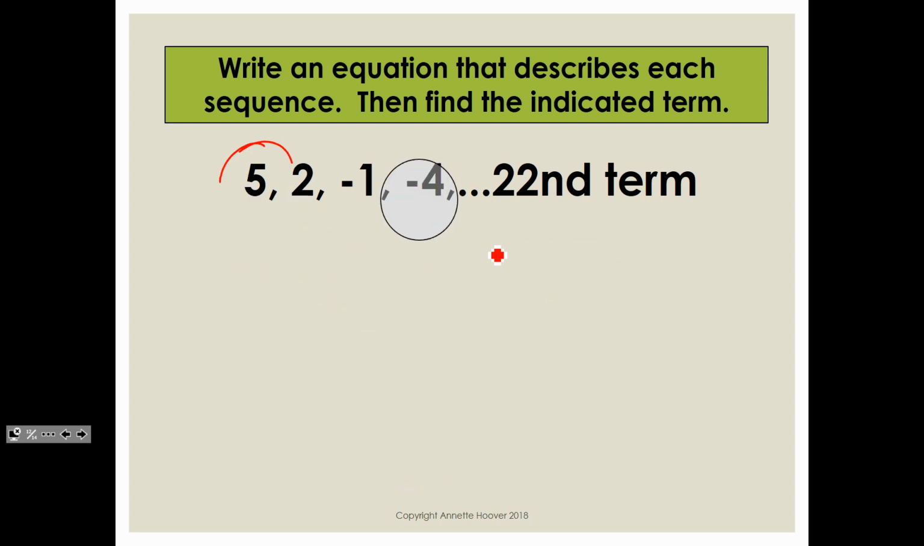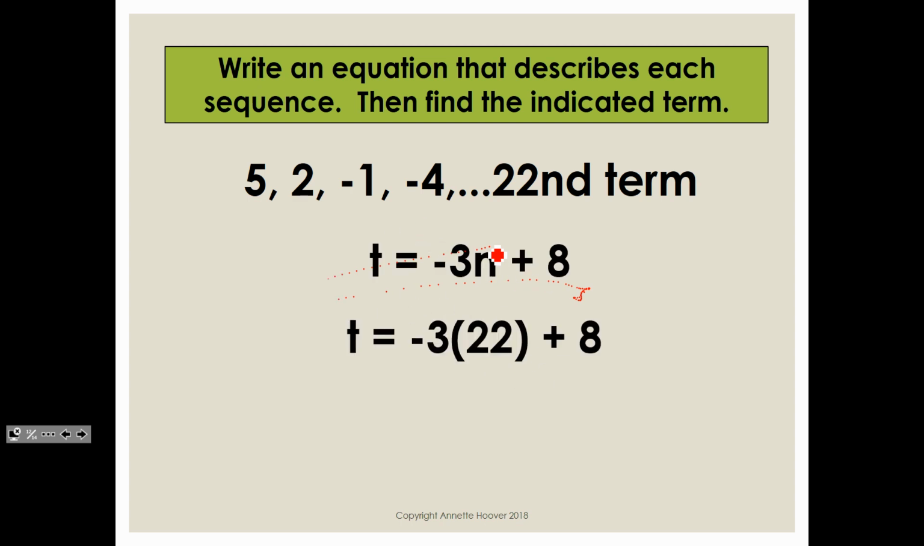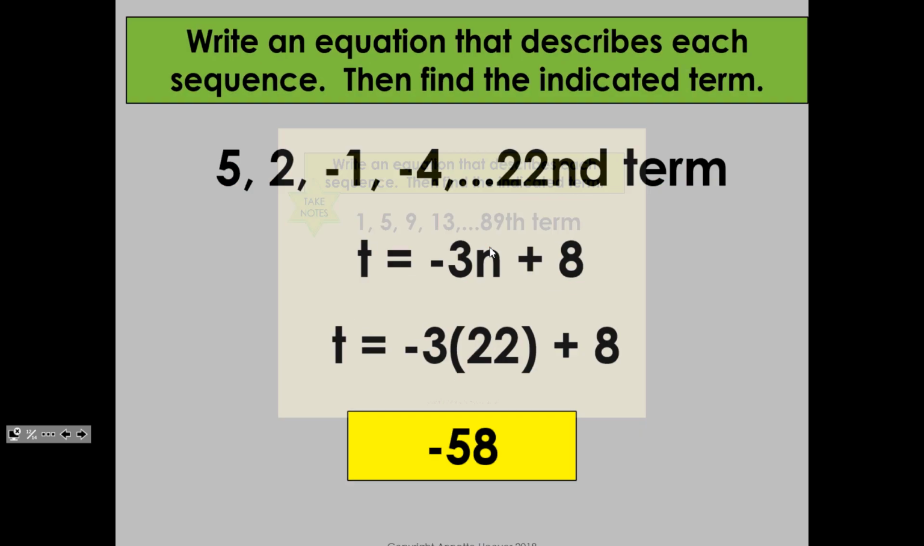Now we plug in 22 to the equation, and we have negative 3 times 22 plus 8. You do your multiplication first because we always follow our PEMDAS, or our order of operations, and we get negative 58.